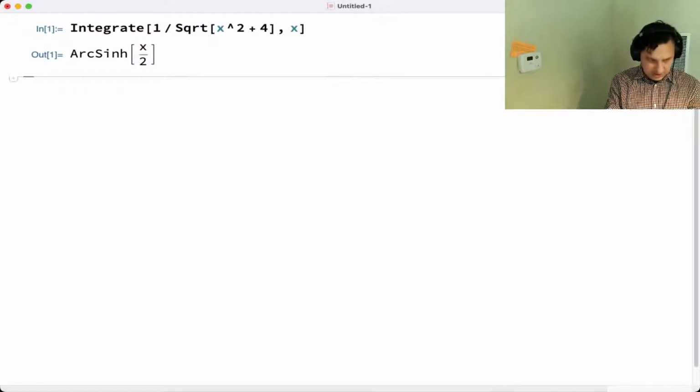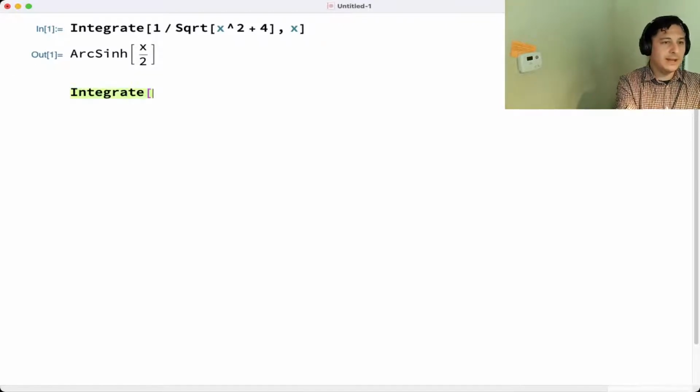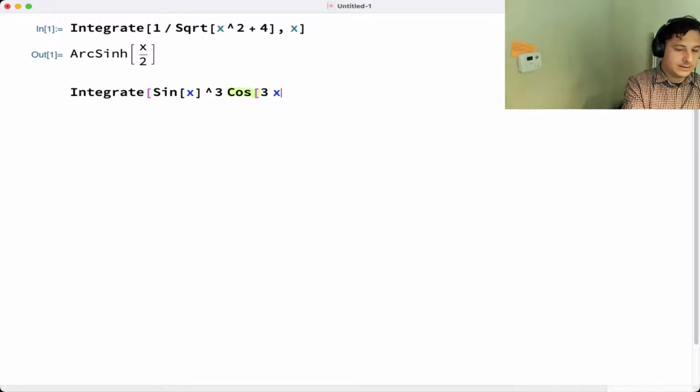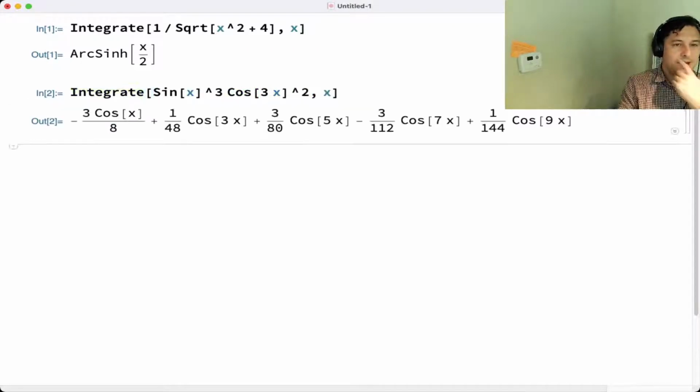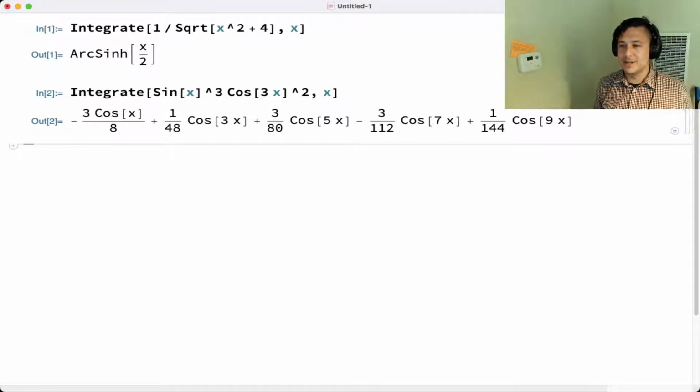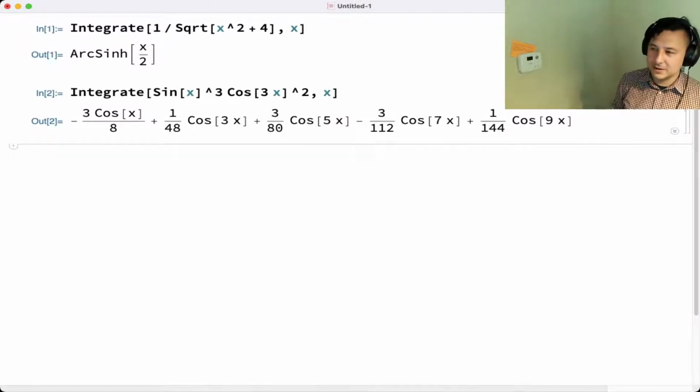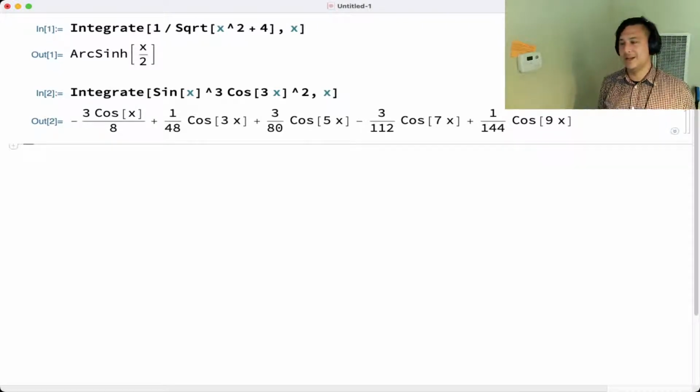It's pretty good at it actually. You can just throw all sorts of stuff at it. You can be like, hey, can we integrate sine cubed of x times cosine of 3x squared with respect to x, and then boom, there it is. It tells you the antiderivative of that is minus 3/8 cosine x plus 1/48 cosine 3x plus 3/80 cosine 5x minus 3/112 cosine 7x plus 1/144 cosine 9x. Bam. And it's actually pretty nuts when you think about this. Can you imagine having to do that yourself, with all the solving trig integrals like we did a week or so ago? So it helps you out a lot.